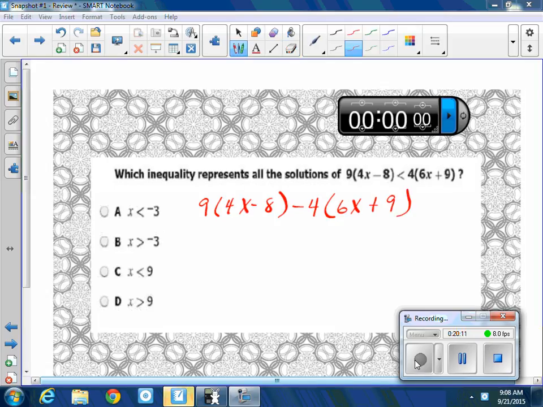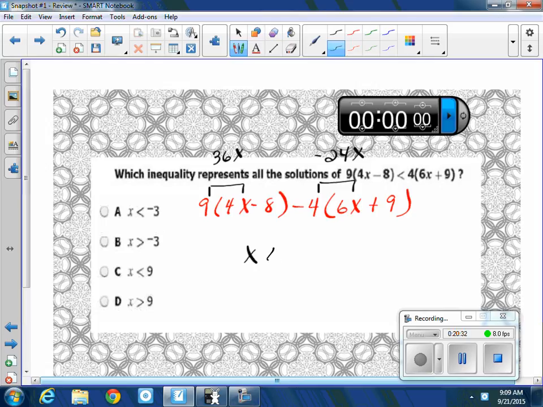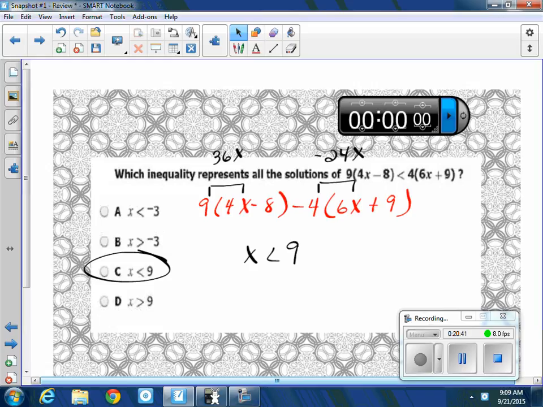Now I would make sure that I don't have more negative x's. But over here would be 36x, and over here would be negative 24 x's. So our inequality stays exactly the same. So x is less than, equation solver does your thing, less than 9. All right?